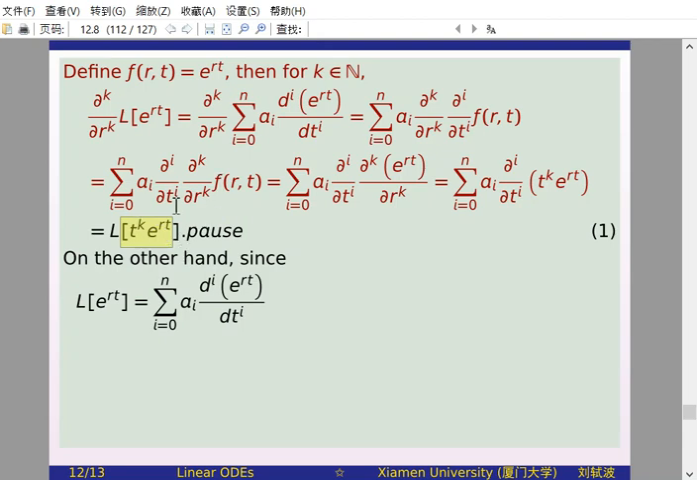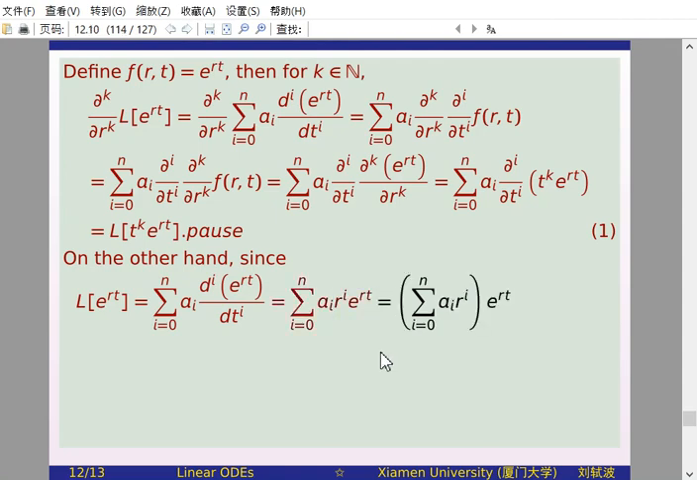On the other hand, L e^(rt), by the definition of L, is a_i multiplied by the i-th ordered derivative with respect to t of the function e^(rt), then summed up. But this derivative equals r^i e^(rt). So this is a_i r^i e^(rt). And because e^(rt) does not depend on the summation index i, you can move e^(rt) out and obtain this.